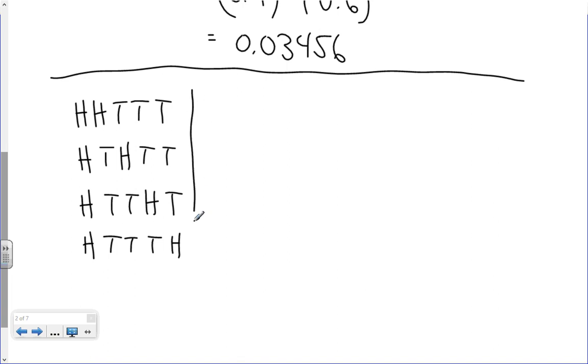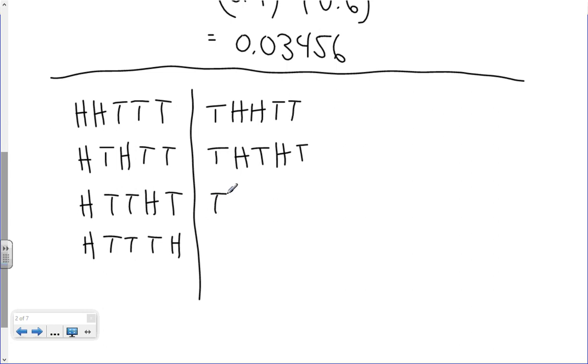Now let's start out with tails followed by 2 heads followed by 2 tails. So I'm sliding the 2 heads over there. So now do the same thing. Slide that second heads over one spot. It'll be tails, heads, tails, heads, tails. And then tails, heads, tails, tails, heads. That gets that second heads all the way to the end.